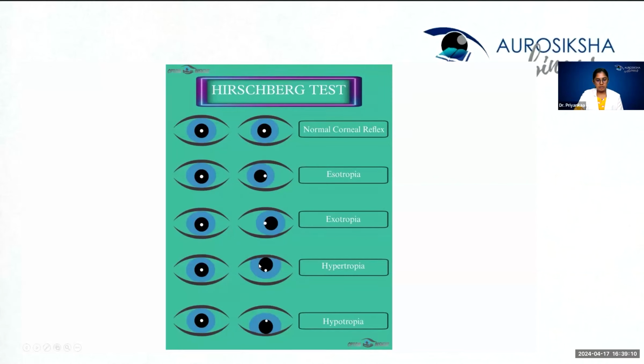And you can see in this image, the reflex is falling on the inferior margin of the pupil, telling that the eyeball is turned or rotated upward, which is called upward is hyper. Hence the name hypertropia. And in this image, it is vice versa, and the eyeball is turned down, which is hypotropia.